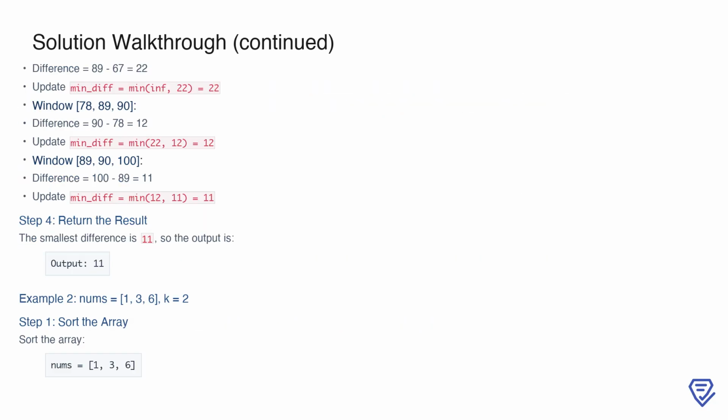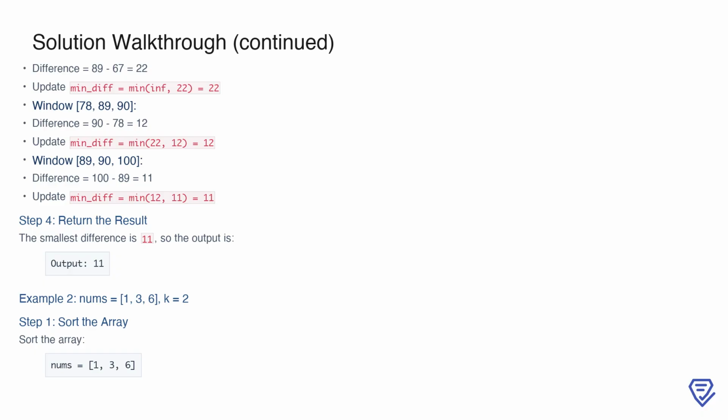For the first window, [67, 78, 89], the difference between the highest and lowest values is 89 - 67 equals 22. We update min_diff to the smaller of float('inf') and 22, so min_diff becomes 22. Next, we slide the window one position to [78, 89, 90]. Here, the difference is 90 - 78 equals 12, so min_diff is updated to 12.